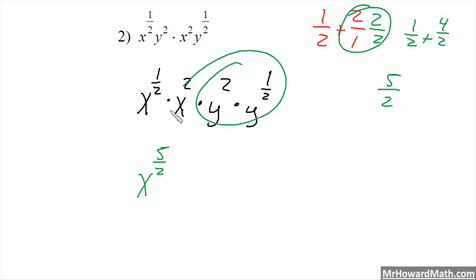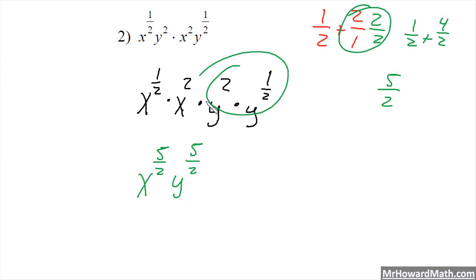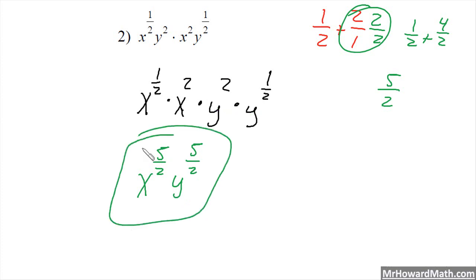And then here I have an exponent of 2 and an exponent of 1/2. So I need to combine those through addition. So we have 2 plus 1/2. We just did that. So it would be y to the 5/2 power. 2 plus 1/2 is 5/2. So altogether, x to the 5/2 times y to the 5/2.